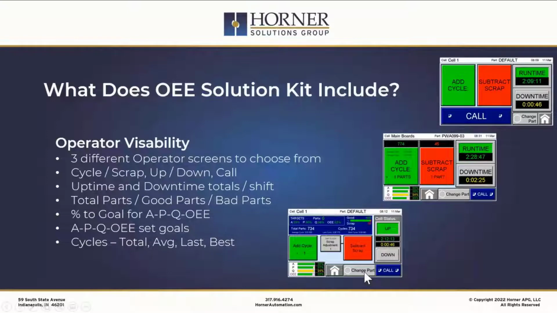All of these have the ability to select the change part screen. The change part says that I've completed my batch of parts. I want to select a different part number because I'm going to make something different. And there may be some change over time to change tooling out and such to make that type of a change.